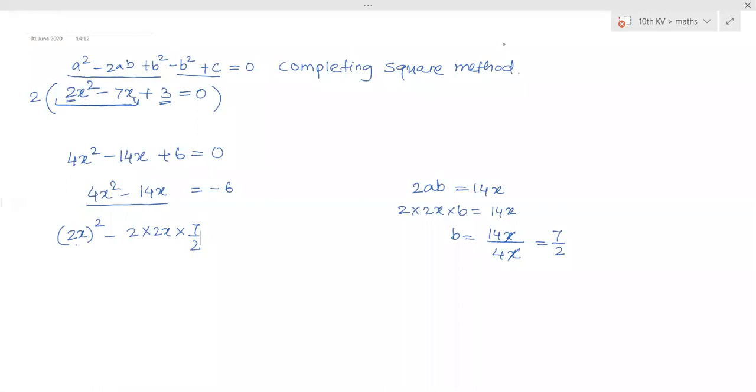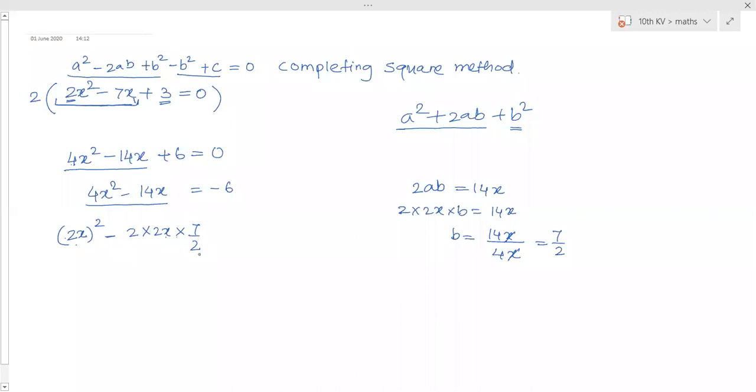You have to convert the full equation into the form a square plus or minus 2ab plus b square. Out of these three terms, these two terms are always available. Then you have to find out this b value. How to find that? This is 4x square. Whose square is this? 2x whole square, minus 2ab. So 14x we have to write in the form of 2 into a into b.